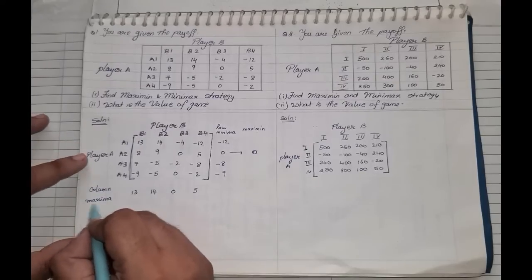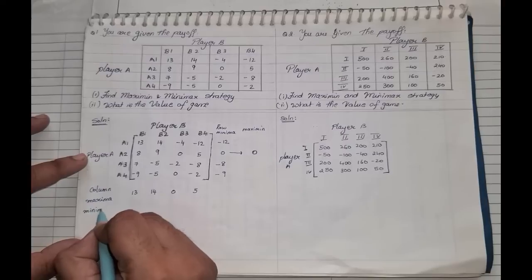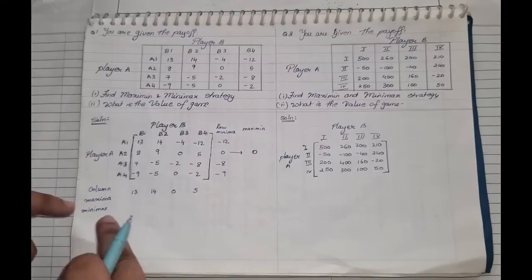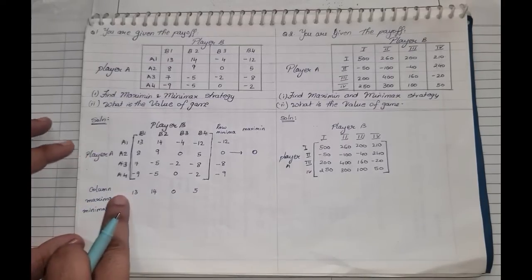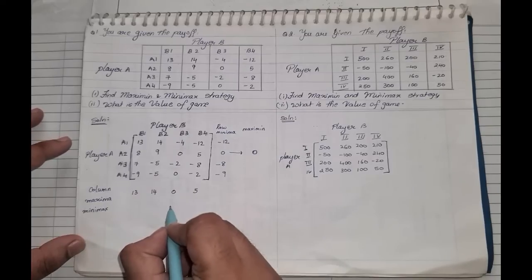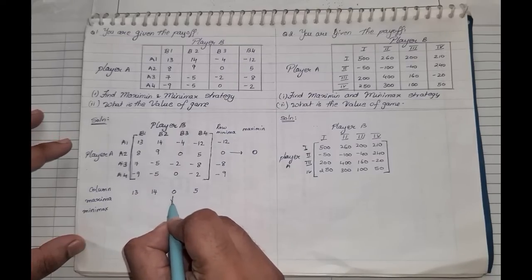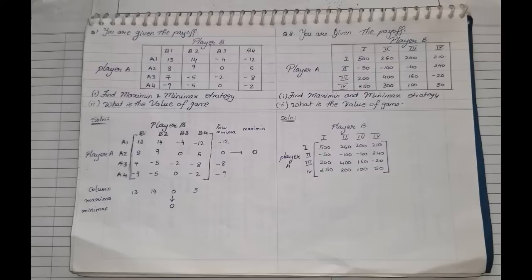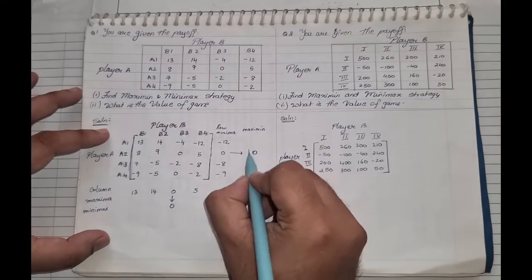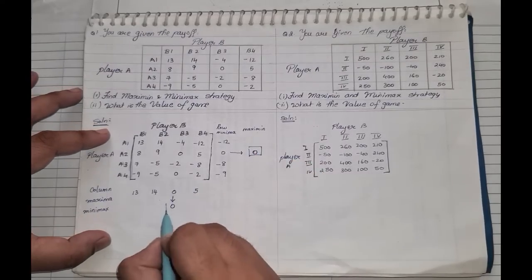From column point of view, since it was maxima, we need to find minimax. That's from the maximum, find the minimum value. So from 13, 14, 0, the minimum value is 0. Okay, so first we did row minima, then column maxima, then we found the maximin, and then we found the minimax. Now whatever values you have found, you have to look at this carefully. We found 0 and 0.